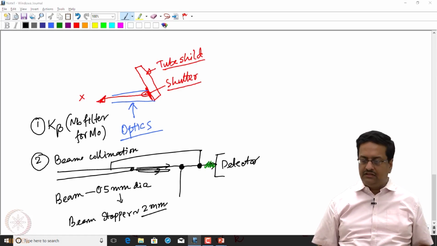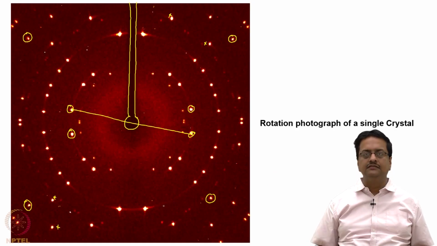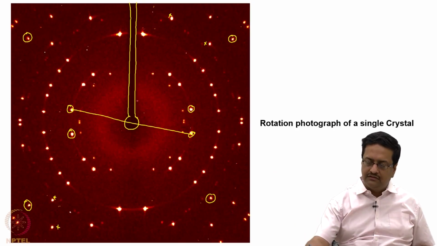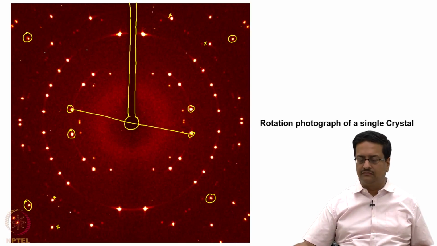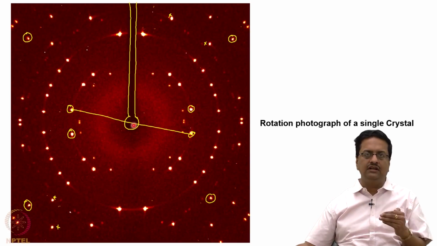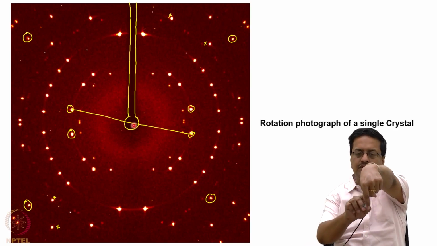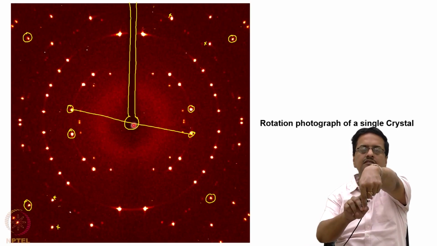So if you remember the figure we displayed here, we have shown that there is a shadow region present in this nice rotation photograph of a single crystal. This shadow region represents the shadow of the beam stop, which is actually mounted on the collimator and coming like that and stopping the direct beam from going through.